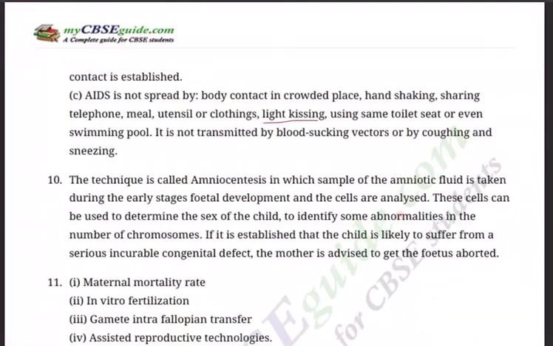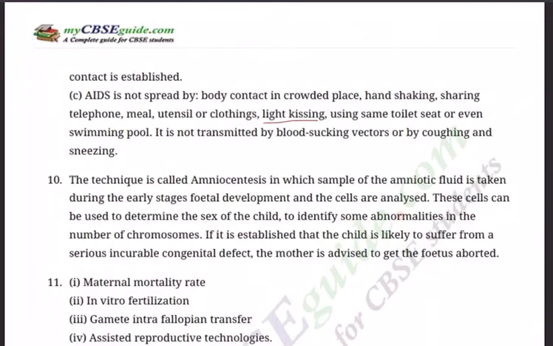So basically, it spreads through the semen, vaginal fluids, blood, and of course the needles and syringes that people use and share. So that's how AIDS spreads. Hence, the teacher advises the student to come back to the school and play the games also.